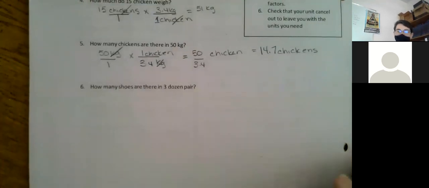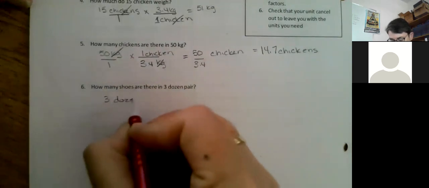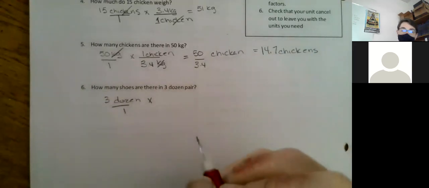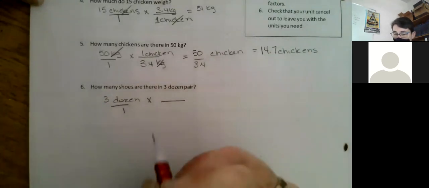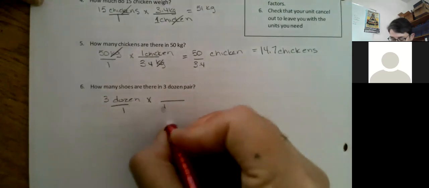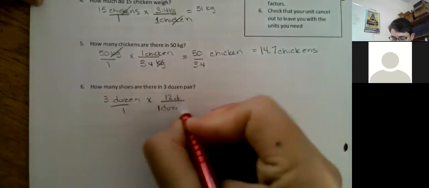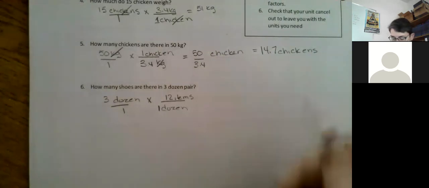Now, this last one is kind of crazy. I think we have several things to convert, but I'm going to see how this works. So I'm starting with 3 dozen. And I know that's going to be a 1. And I'm going to multiply. If I go up to the top and look at my conversion factors, there's only one of them that has dozen in it. And there's only one that has dozen on the bottom. And it's got 12 items. But that isn't doing anything about shoes.